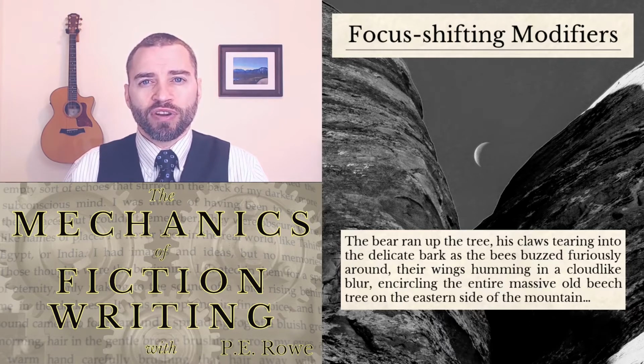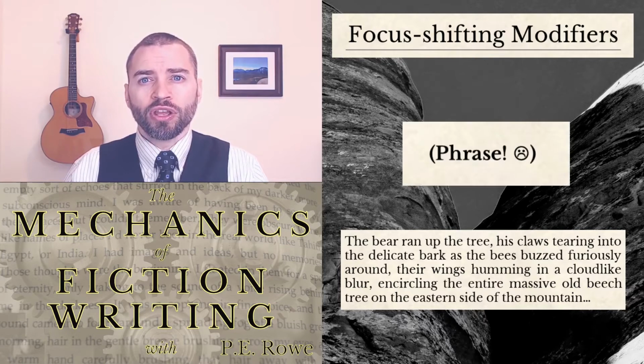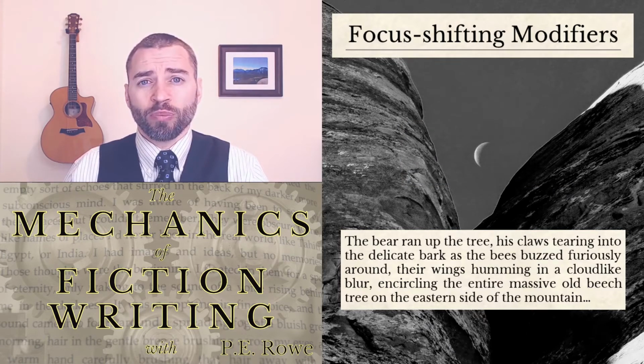Each of the three modifiers refers to the new information added in the modifying clause. Note how the sentence moves away from the bear. The reader's focus moves from the bear to the bee's wings, to the cloud-like blur around the beech tree, and then to the mountain. The bear totally gets left behind in the span of three loose modifiers, even though he's the subject of the sentence.